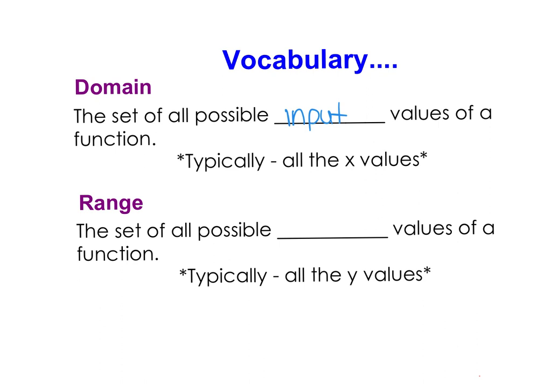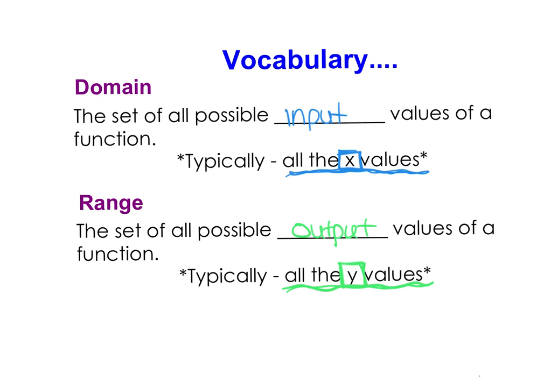So typically where you're going to find these are all of the x values that are used to create a function and the representation that you see. So we're going to be looking at x values specifically when dealing with the domain. Now on the flip side of that, the range is the set of all possible output values of a function. And these are typically all of the y values that are used to create that function. So they're all of the y values that result as a result of those x input values.